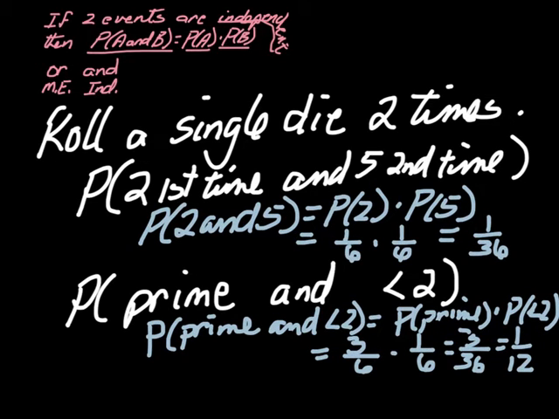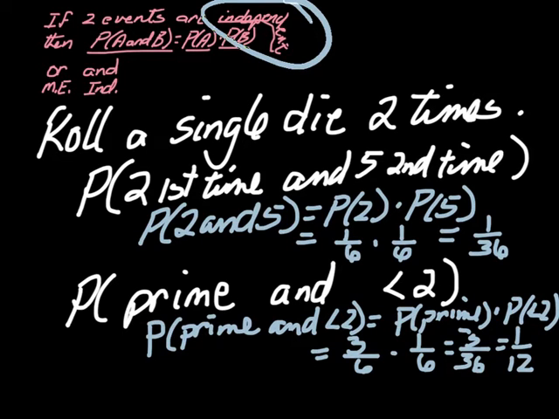So the solutions are listed here. The first thing I need to check for is the idea of independence. If I'm rolling a single die, does the probability of any number on the first die affect any number on the second die? And the answer is no. Therefore, these are both AND probabilities, and they're both independent, so I can multiply to find the solution.